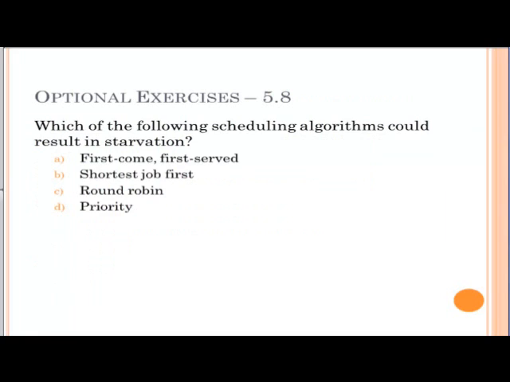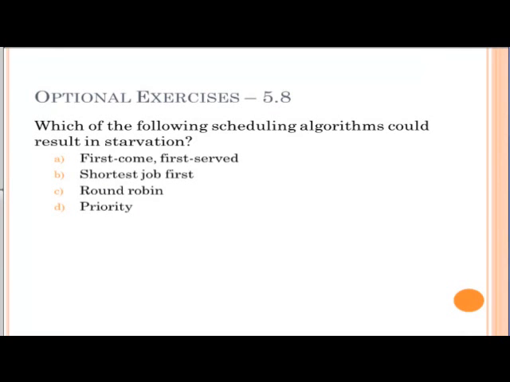Okay, these were some optional ones. Again, I'm always giving you optional ones to help you when you study for the exams. Some of these optional exercises may appear on the exam, so you would already have looked at them and they'll be familiar to you. Or it might be similar and close enough that maybe you could know the answer. So which of the following scheduling algorithms could result in starvation? Anyone?